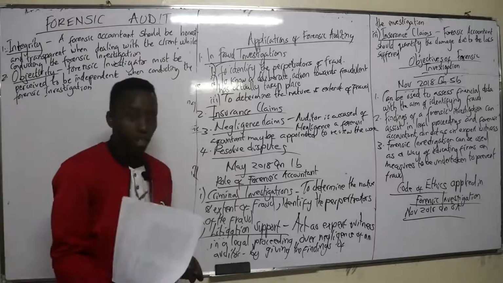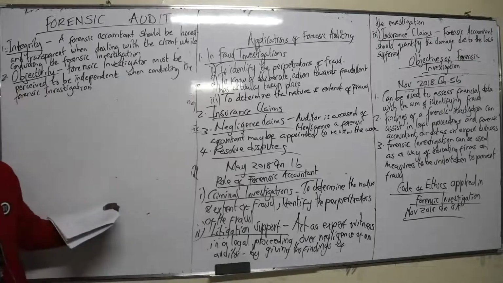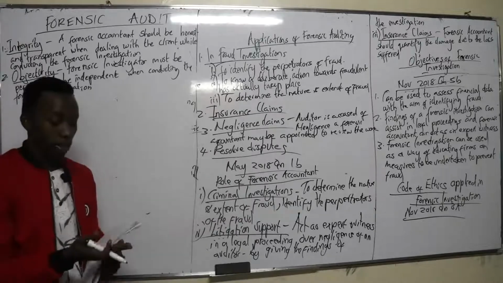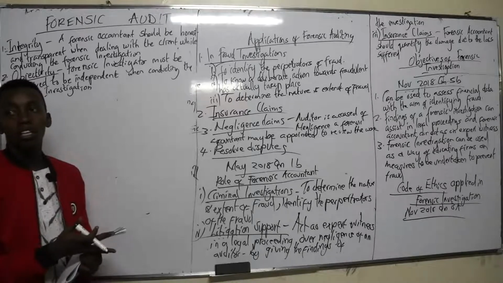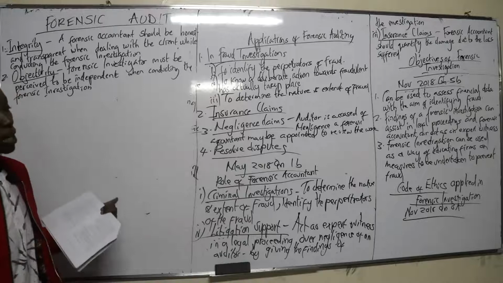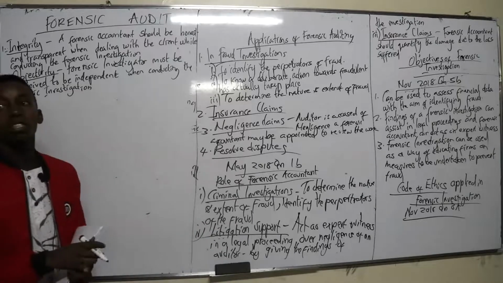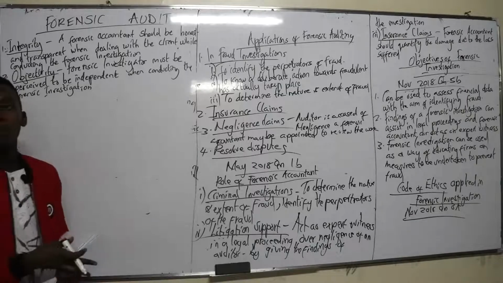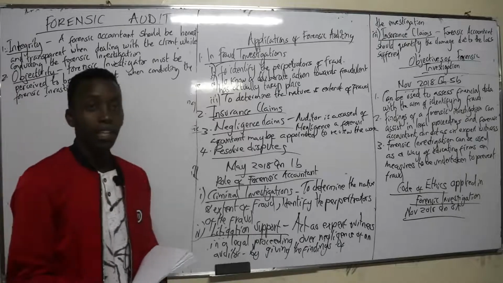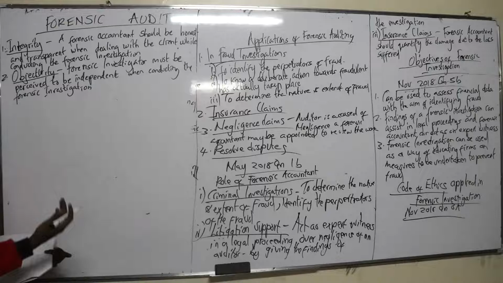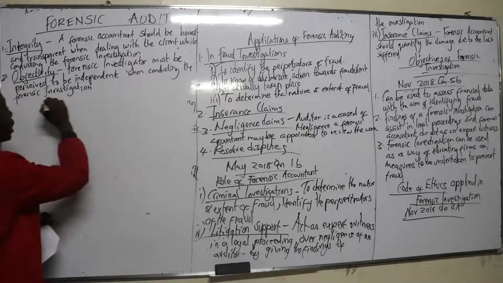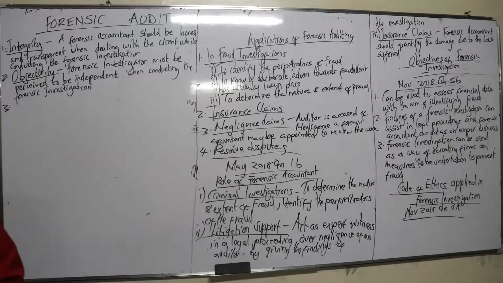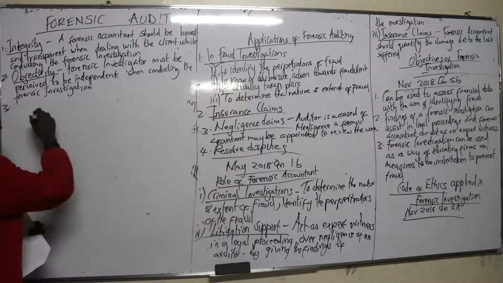We talked about this concept of independence, and we said we have two types: independence of mind and independence of appearance. What are some of the threats to independence? One is self-interest, self-review, also familiarity and advocacy threats, and also the intimidation threats. He should ensure that in conducting this forensic investigation, he does not compromise on independence. And then also confidentiality.